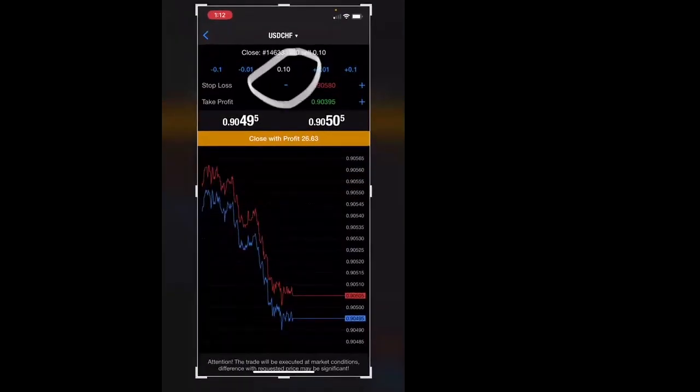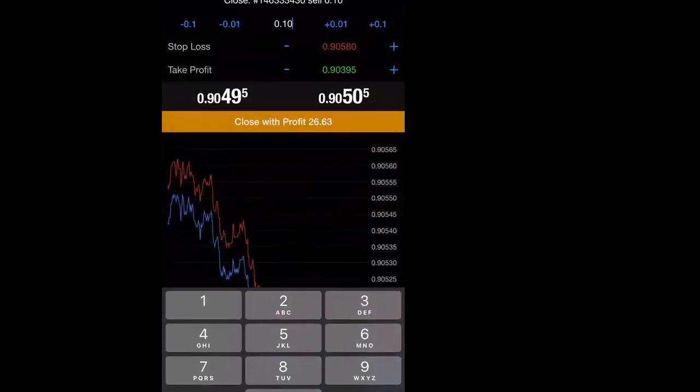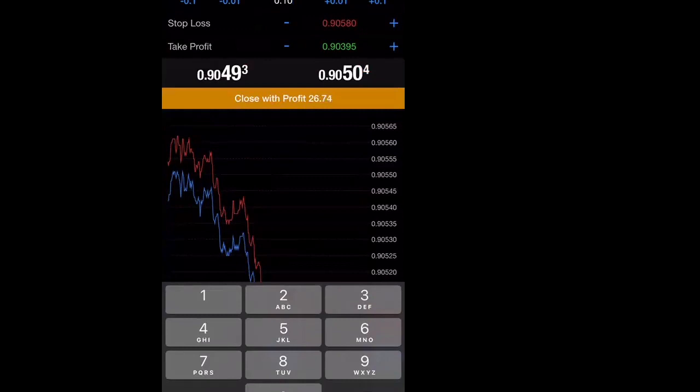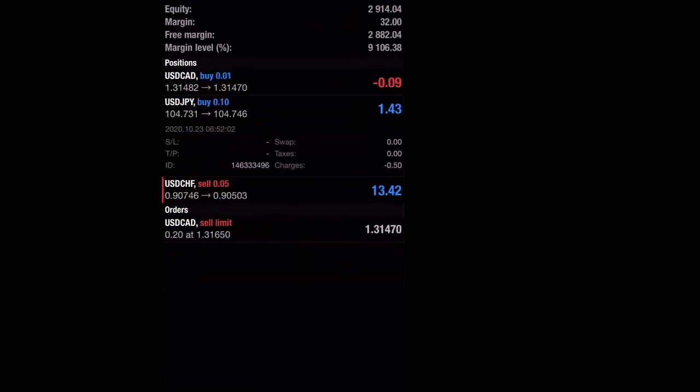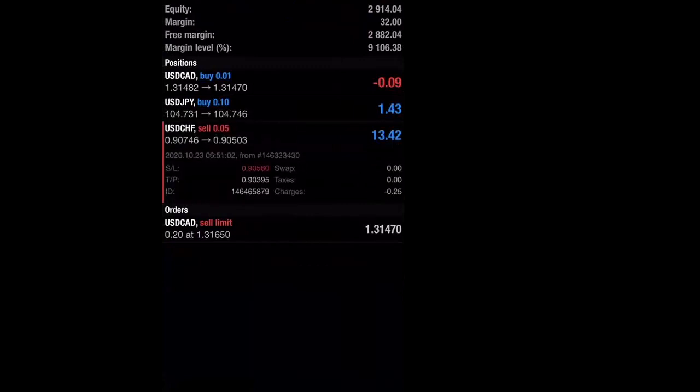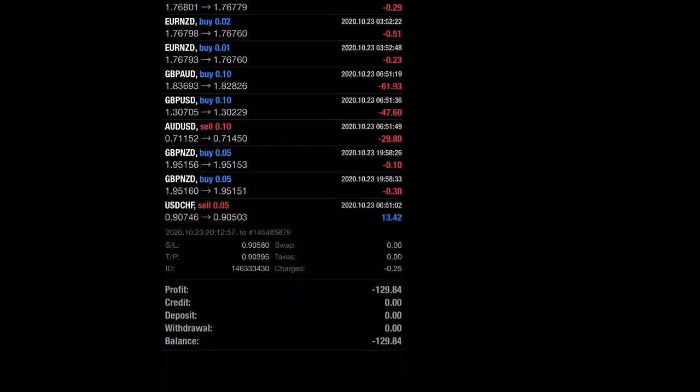Right? You guys see that, right? 0.10. What I can do is click on this number and cut that number in half and secure half of my profit. If I entered this trade with $1, what's half of a dollar? 50 cents. So I erase this number and type in 50 cents, which is equivalent to 0.05, right? And now it says close with profit $13. If I click on that, boom, I have $13 still in the trade, but if I go to my history, I'm up $13, right?